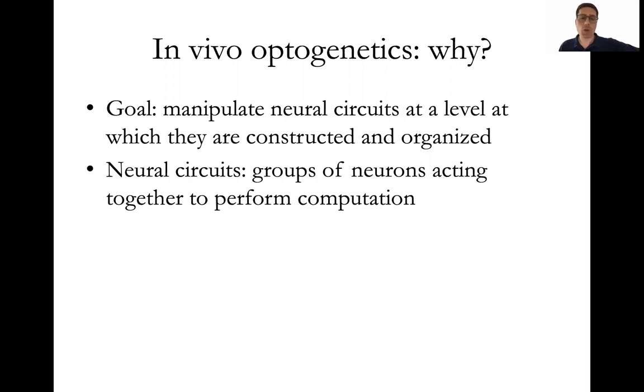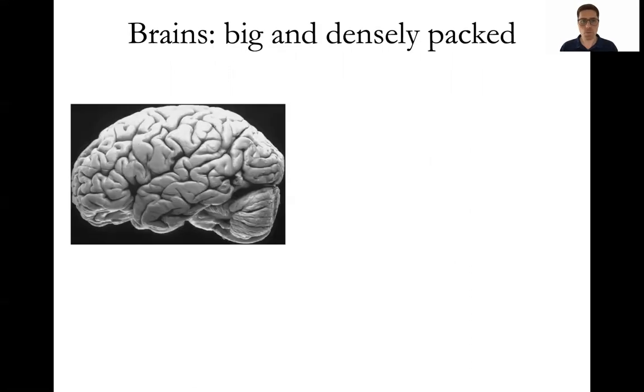Well, our goal in using this technology is to manipulate neural circuits at a level at which they are constructed and organized. And what I mean by neural circuits is just groups of neurons that are acting together to perform computation. Now, we have a problem if we want to manipulate neural circuits, and it is basically due to the fact that brains are big and densely packed.